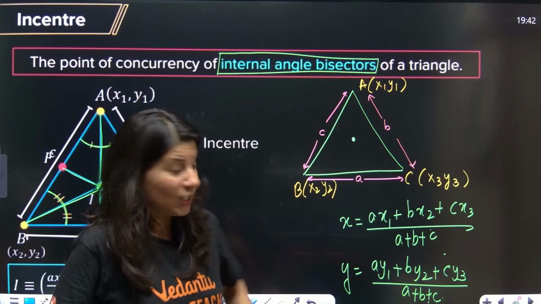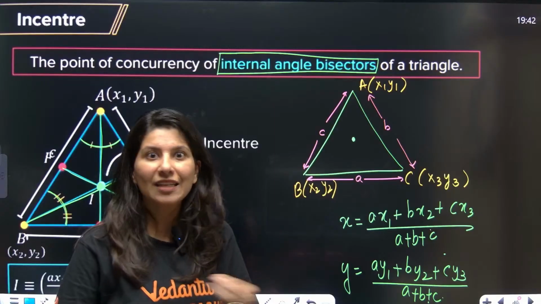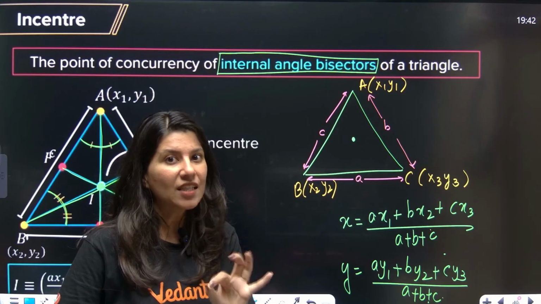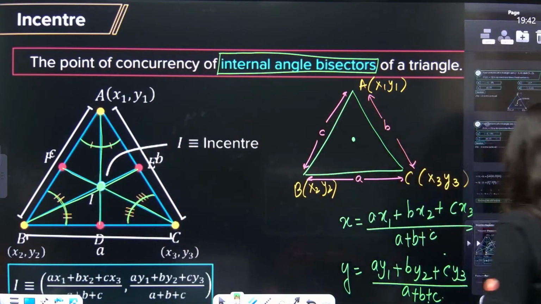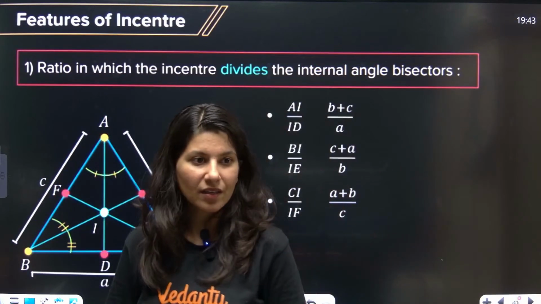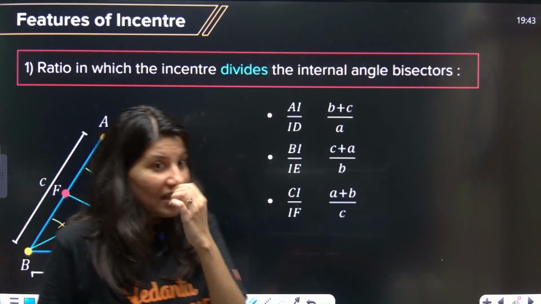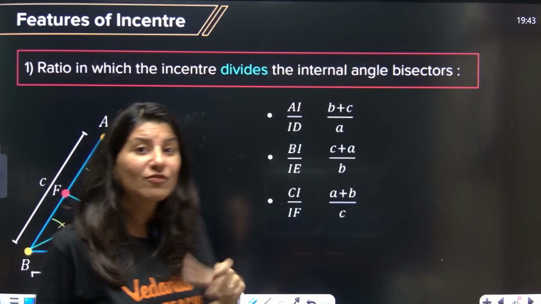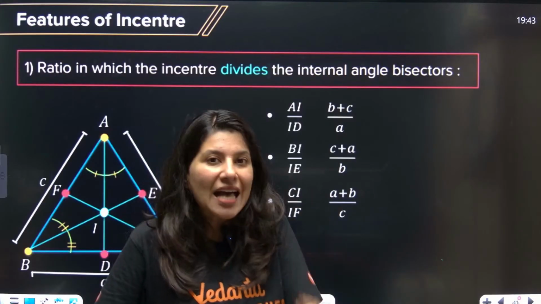It looks like it is difficult to remember, but you don't have to remember. In fact, you will never forget it if you understand the pattern behind it. Now, one more thing related to in-center, actually a couple of things. What is that? The ratio in which the in-center divides the internal angle bisector. It was very easy in the case of the centroid, 2:1 ratio, but it is not as simple as that.